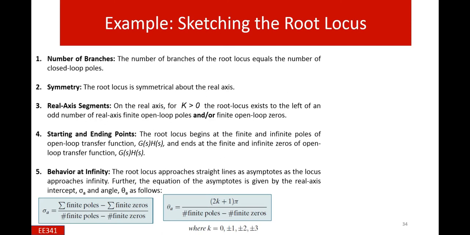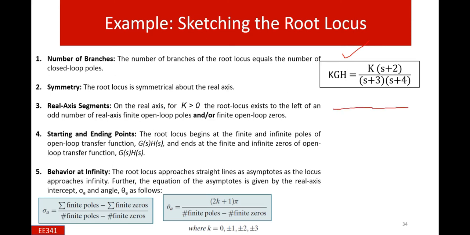Keeping these statements as the rules, draw the root locus for this open loop transfer function. It is K G(s) H(s), and the open loop transfer function is given by this one. First of all, we have to plot in a complex plane. The zero is at -2, and one pole is at -3, and the other pole is at -4. First of all, we place these.